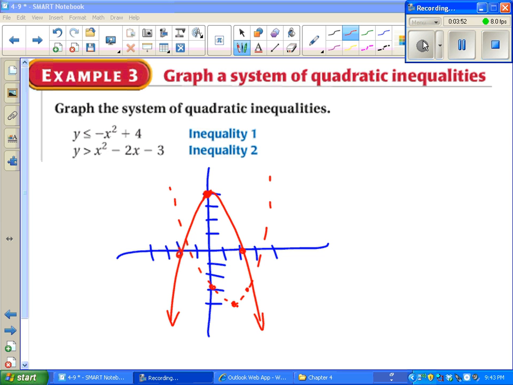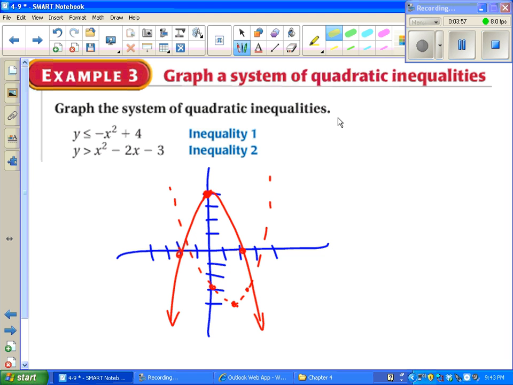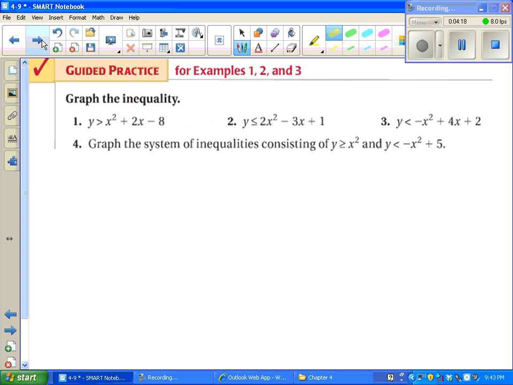Once you've got your parabolas graphed, all that's left is to decide where do I shade. I know I want to shade under inequality 1 and over inequality 2. So it looks like I'm bound in here. That's it. Again, if you're having trouble graphing these parabolas, go back and look at your other chapter 4 resources or come see me. At this point, you can try these on your own or do that later.